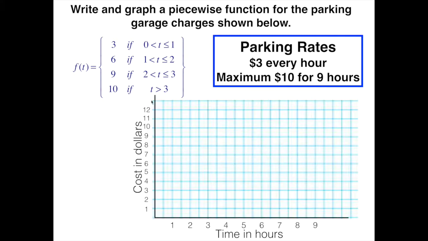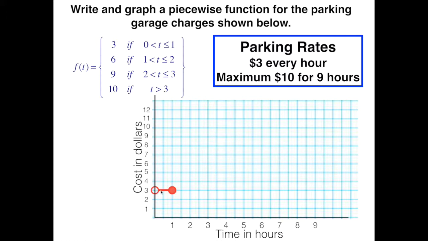We've got the cost in dollars and then the time in hours. So between 0 and 1 hours here, it's going to cost me $3. It's going to go right here. Now, the reason why I have an open circle right here is that if you're there for 0 minutes, they're not going to charge you anything. You're not there at all. But as soon as you're there for 1 minute, boy, they're going to charge you that $3.